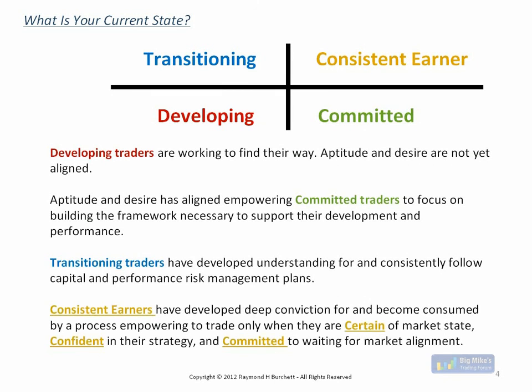And then where we want to get to is we want to become that consistent earner. And traders that have become consistent earners have deep conviction for their process, deep conviction for how they're supporting their development and performance, the things that are responsible for their success. And that process has developed a level of trust that allows them to only participate when they're certain of market state, confident in their strategy, and committed to waiting for market alignment.